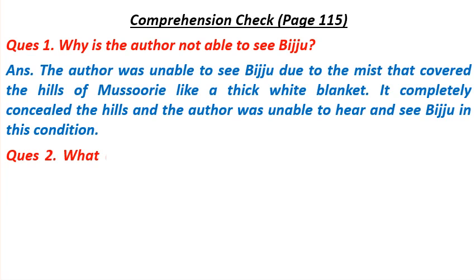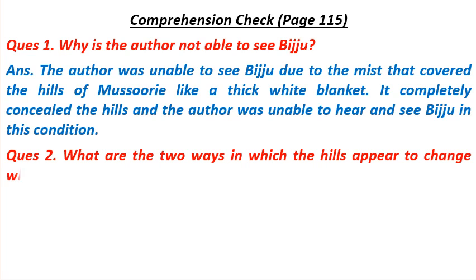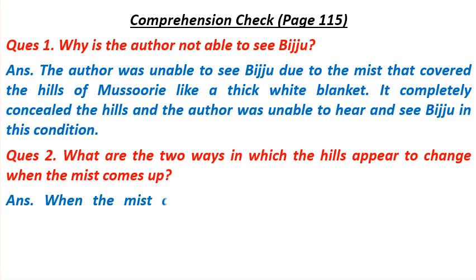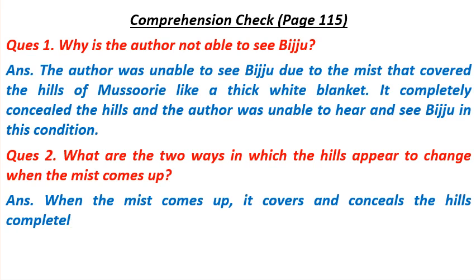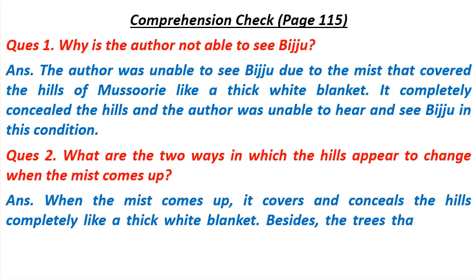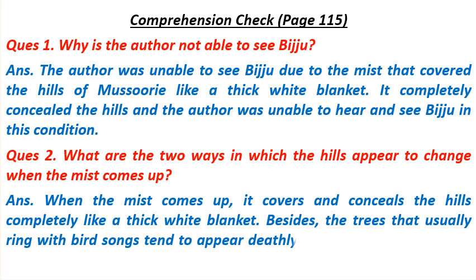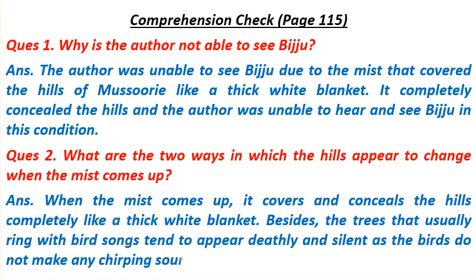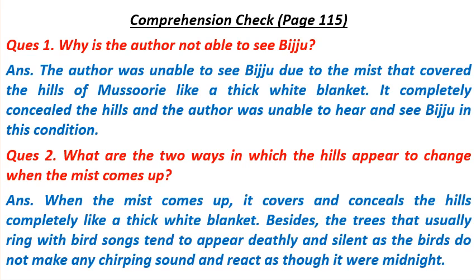Question number 2 is, what are the two ways in which the hills appear to change when the mist comes up? The answer of the question is when the mist comes up, it covers and conceals the hills completely like a thick white blanket. Besides, the trees that usually ring with bird songs tend to appear deathly and silent as the birds do not make any chirping sound and react as though it were midnight.